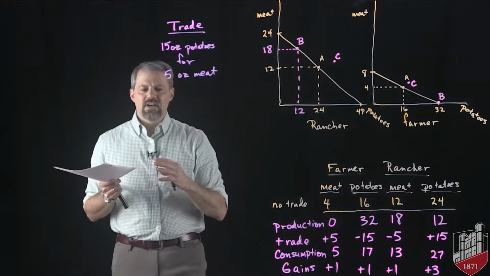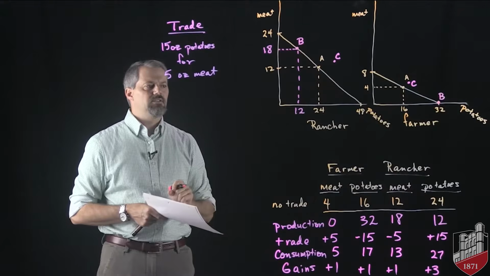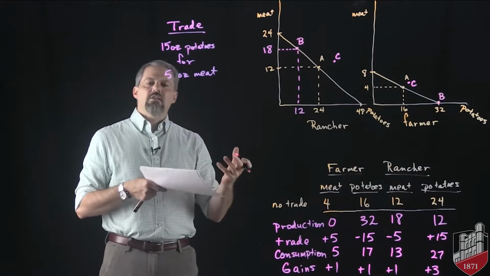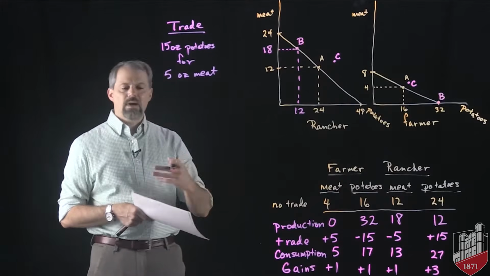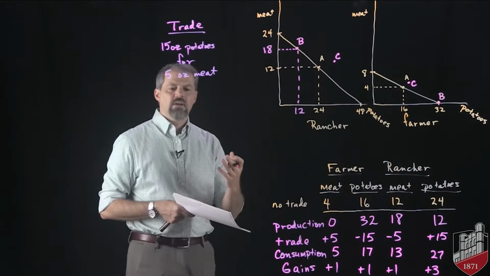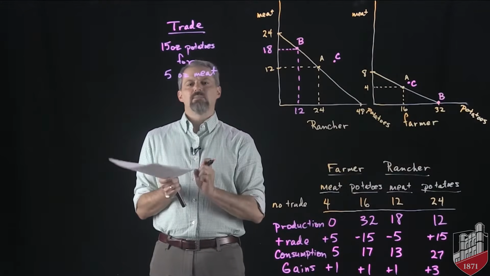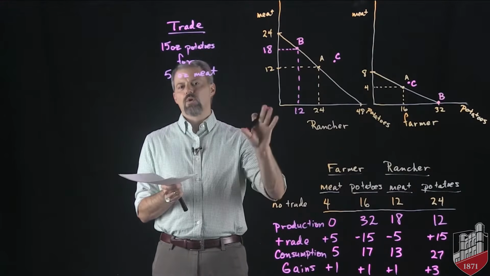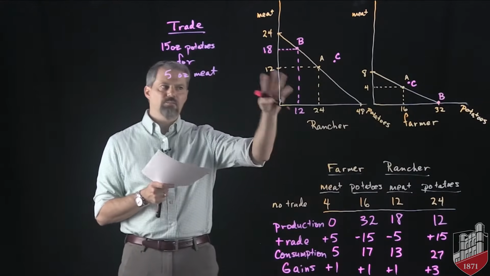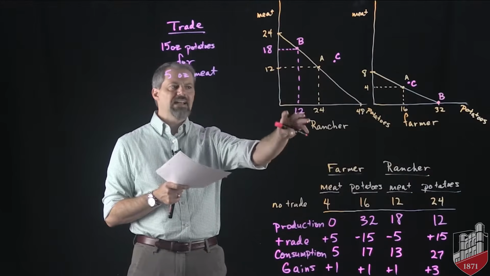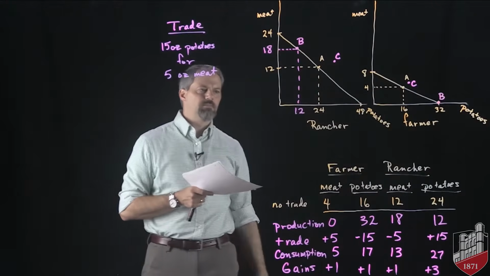The definition of absolute advantage is that a producer has an absolute advantage if they require less of the input to produce a unit of the good. Another way to think about that definition is that a producer has an absolute advantage if, using the same amount of input, they can produce more of the good. So clearly the rancher has the absolute advantage in production of both meat and potatoes. In an 8-hour day, the rancher could produce more meat or more potatoes than the farmer.